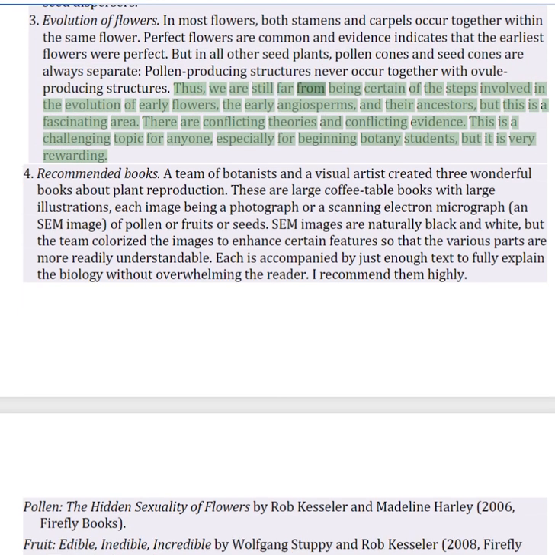Thus, we are still far from being certain of the steps involved in the evolution of early flowers, the early angiosperms, and their ancestors, but this is a fascinating area. There are conflicting theories and conflicting evidence. This is a challenging topic for anyone, especially for beginning botany students, but it is very rewarding.